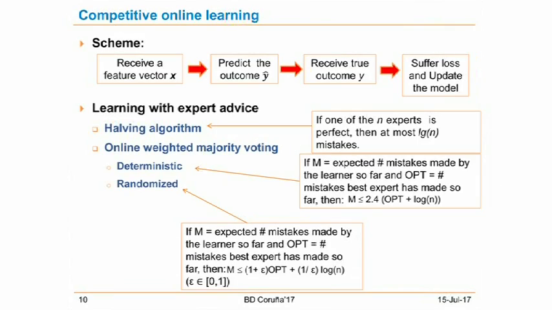The area that we are trying to work on is called competitive online learning. Of course, we work on online learning in general, but today I'm going to show just some work that we did in this area of competitive online learning. That's exactly the protocol that we were talking about. You receive feature vector X, you predict the label Y hat, and then you receive the true outcome Y, and then you suffer the loss.